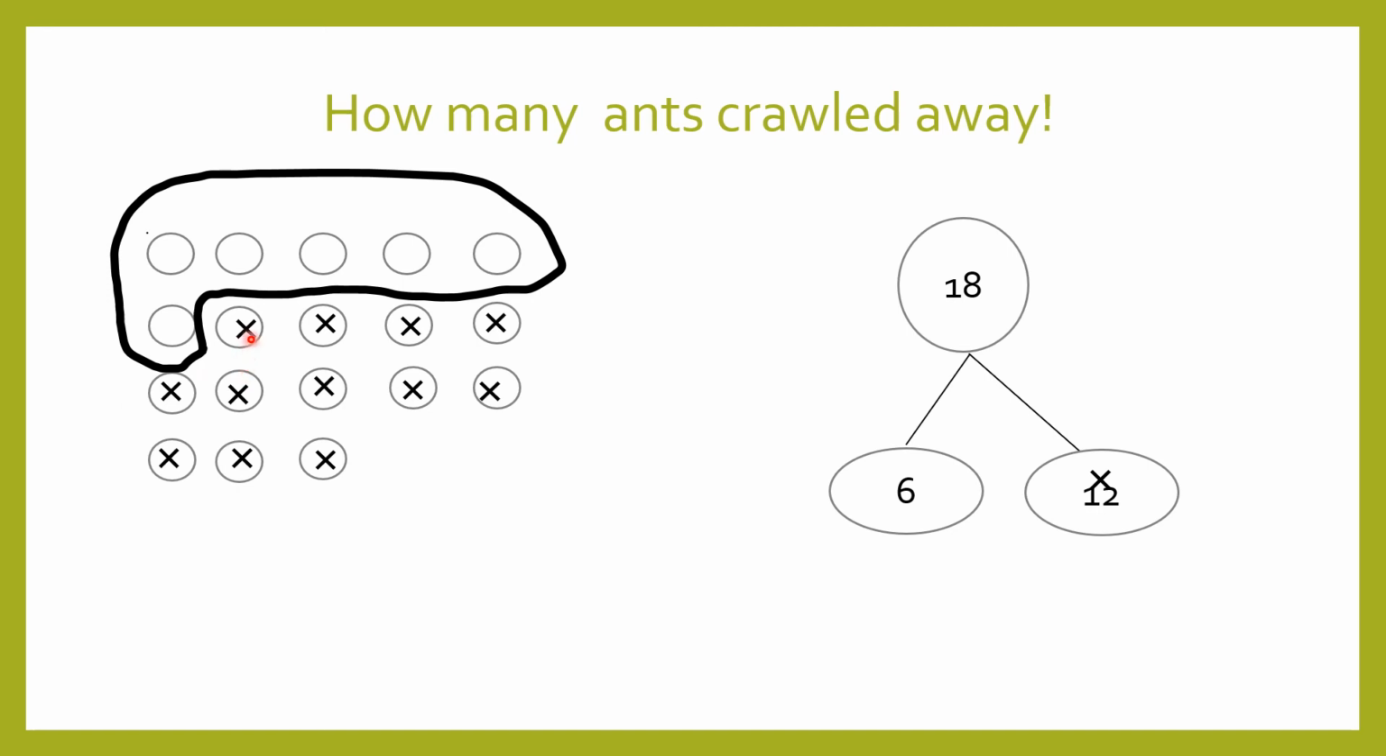Ready? Count. 1, 2, 3, 4, 5, 6, 7, 8, 9, 10, 11, 12. There were 12 ants that crawled away. That means there are 6 left. 12 is our cross-off number, kindergarten. Give a thumbs up if you counted in the same way. Nice work. I knew you could do it.